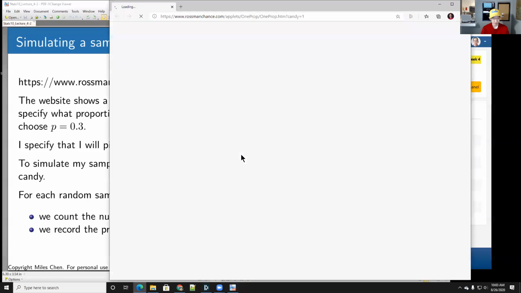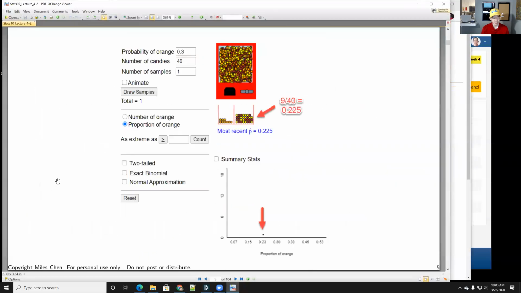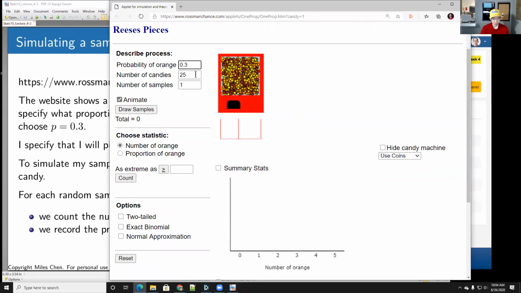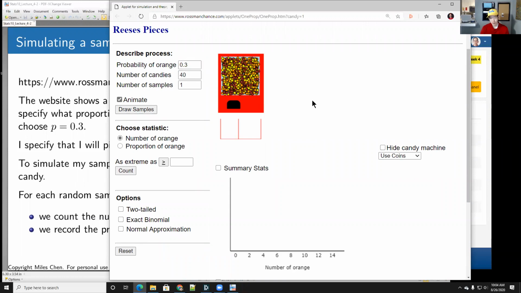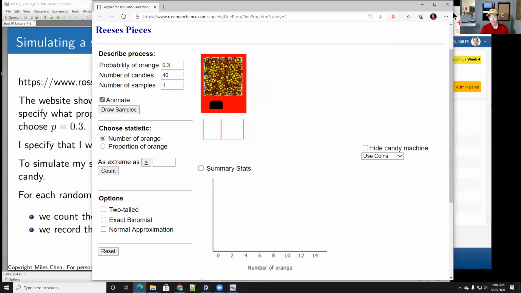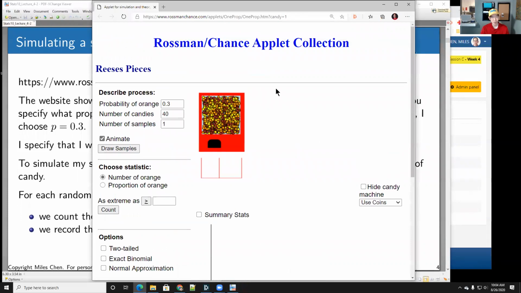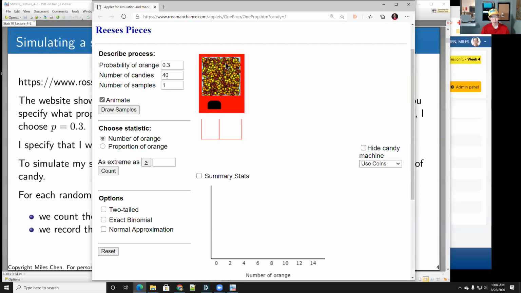And I'll go here and I'll run the applet, okay? And basically, I'm going to just enter a few numbers here. And this is going to be kind of a demonstration of how we can build up a sampling distribution, okay? And so this red box here is supposed to be a candy machine of Reese's Pieces candies. And if you've never had Reese's Pieces candies, they're kind of like M&M candies. They're these tiny little things, but they only come in 3 colors, orange, yellow, and brown.